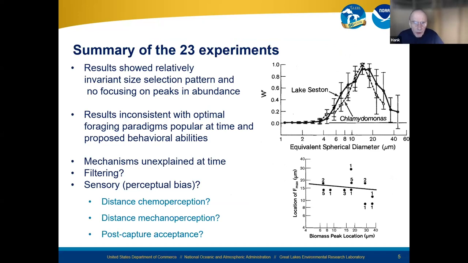The results, a summary of 23 experiments from that 1981 paper, showed that results were relatively invariant and that there was no focusing on peaks in the particle size spectrum, as you see here. The results were inconsistent with optimal foraging paradigms popular at the time and proposed behavioral abilities. Results were somewhat controversial because the mechanisms were not fully explained. Was this just a function of holes in the filtering apparatus of the zooplankton, or some sensory perceptual bias? Next slide.